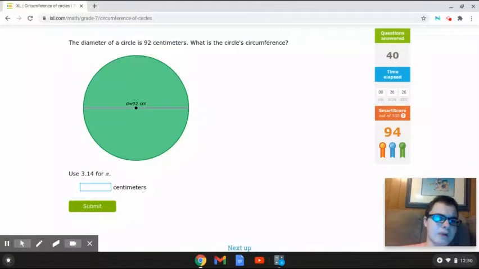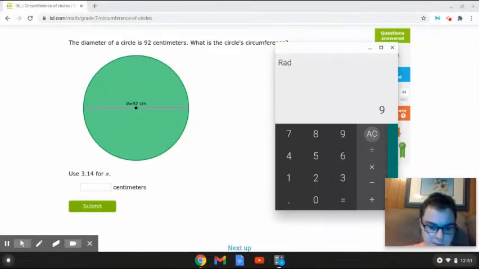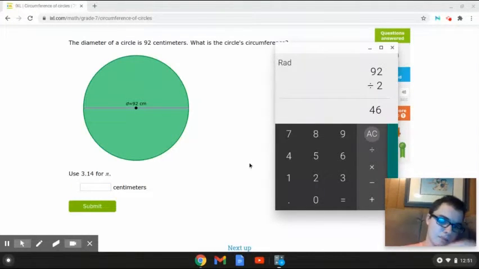Alright, so this first problem reads, the diameter of a circle is 92 centimeters. What is the circle's circumference? Use 3.14 for pi. So the way that we're going to solve this problem is first we have to split the diameter in half because the radius is half of the diameter. So first we're going to take 92 and divide it by 2. So that will give us 46, and 46 is now our radius.